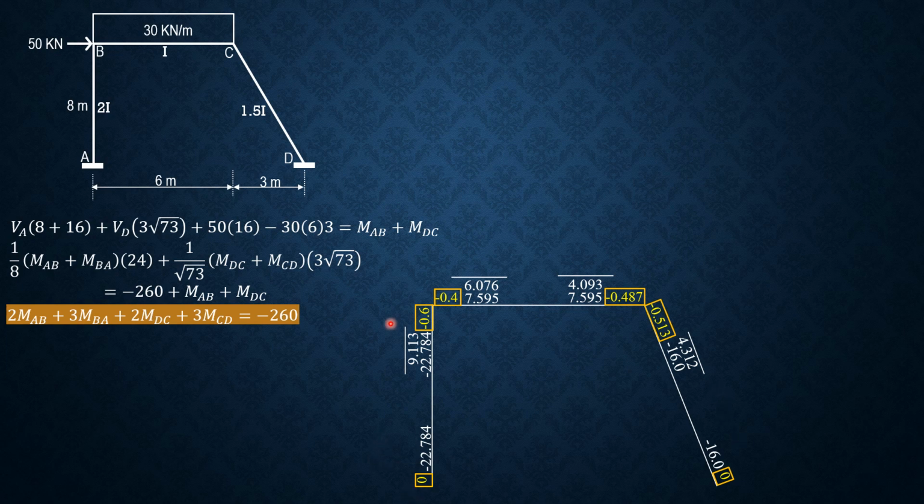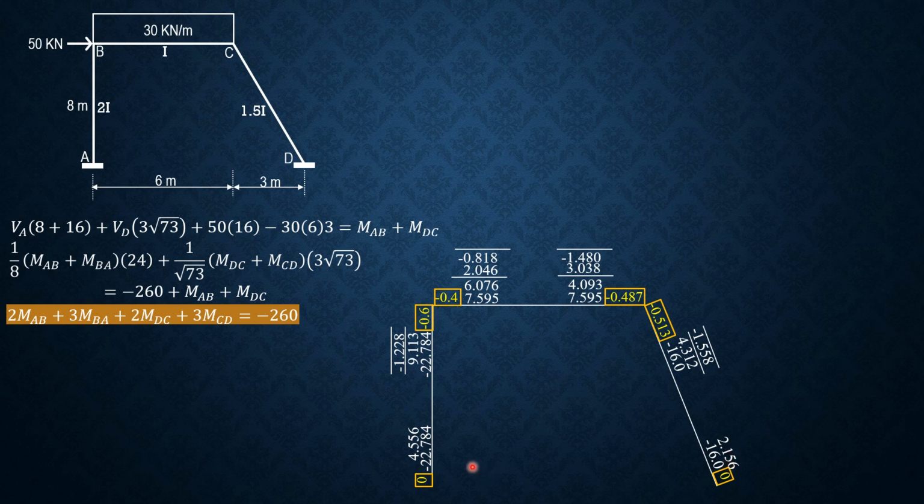Carry over, so half of 0, of course 0 there, half of 9.113, 4.556. Half of 4.093, 2.046. Half of 6.076, 3.038. Then half of 0 is 0 there, half of 4.312, 2.156. 2.046 times negative 0.4, negative 0.818 lakh. 2.046 times negative 0.6, negative 1.228 lakh. 3.038 times negative 0.487, negative 1.48 lakh. 3.038 times negative 0.513, negative 1.558 lakh.